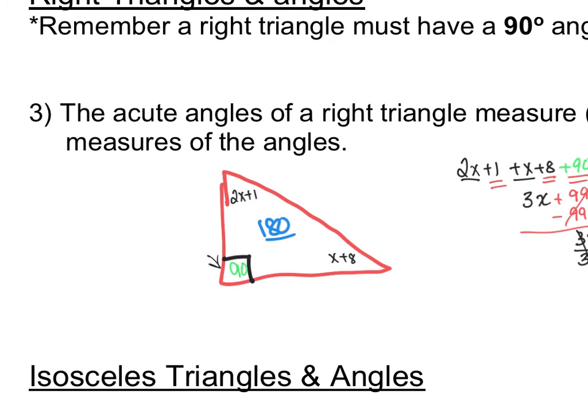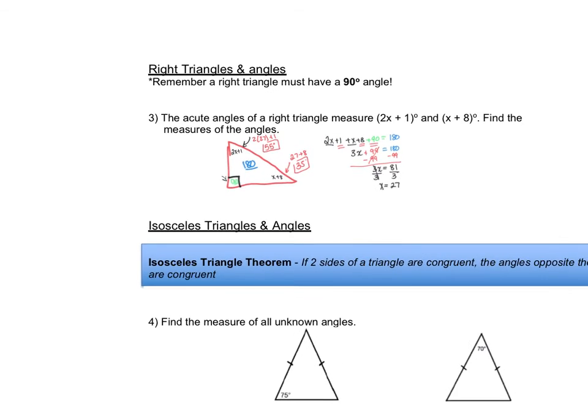I have a 2x plus 1, so I'm going to do 2 times 27 plus 1. 2 times 27 is 54. 54 plus 1 is 55, so I have a 55-degree angle. And then right here, I just do 27 plus 8, which is 35. So I get 35 degrees. And then by boxing that, I know that you know what your angles are.